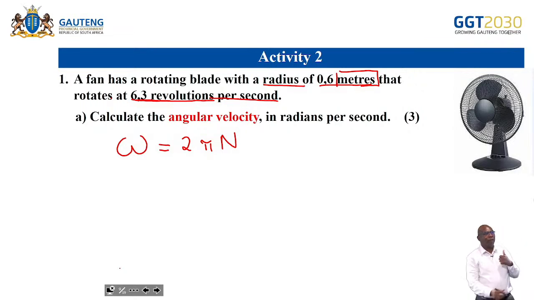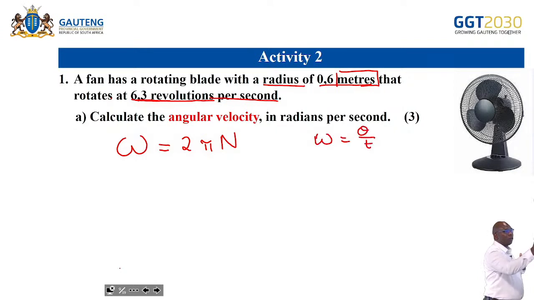Now, we know we have another formula, which is omega equals theta over t. In this case, this formula will not be applicable. Why? Because we don't have an angle, and we are not given time. Here we are given the number of revolutions, which is good. I like it. And they say it must be radians per second. I love that because now we are given that in seconds.